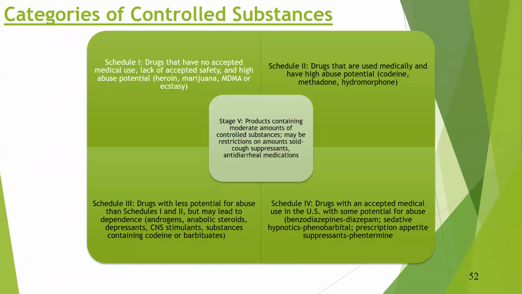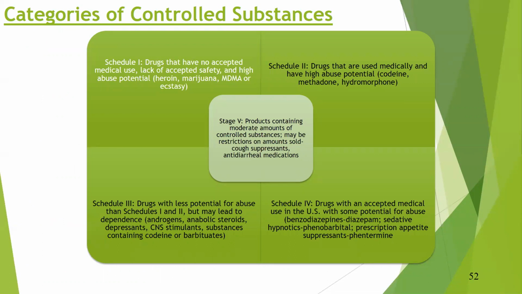Here you can see the categories of controlled substances. You have Schedule 1, Schedule 2, Schedule 3, Schedule 4, and Schedule 5. Schedule 1 drugs have no accepted medical use. There's a lack of accepted safety and high abuse potential. This would be heroin, marijuana, MDMA, or ecstasy.